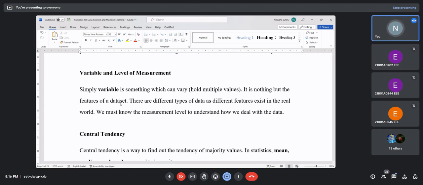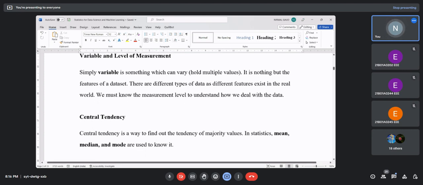And the remaining features, for example, your locality, number of baths, or area, or any other, these are independent variables that will be the features, which can vary. That we are going to see in our project sessions. The different types of data have different features, and we must know the measurement level to understand how to deal with that particular data.